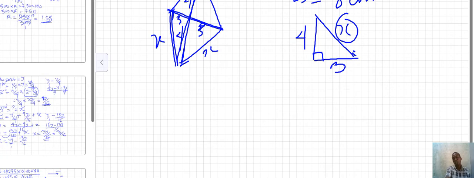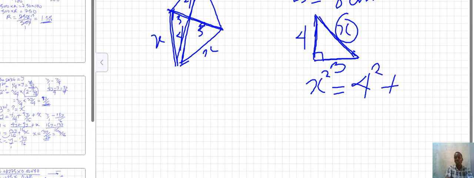So if we do that, we are going to use what we call the Pythagoras theorem to look for the side of a right angle triangle, because it's a right angle triangle. Pythagoras theorem states that the square of the hypotenuse, which is the longest side, is equal to the sum of the squares of the other two sides.